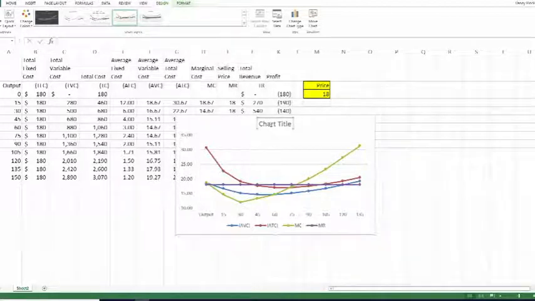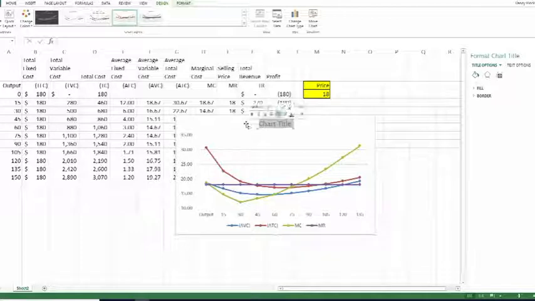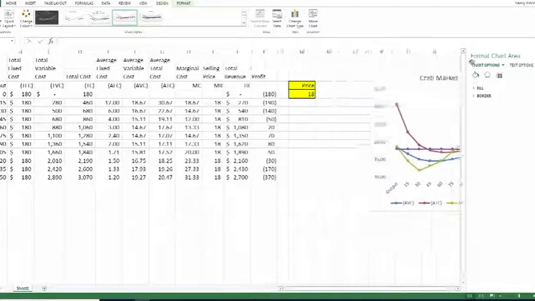My chart title should be profits, no crab, and a market. Does it for me. I'm going to shrink it up a little bit, and of course there's our great graph here. I'm going to throw it out to the right.